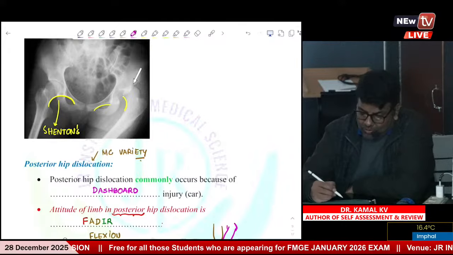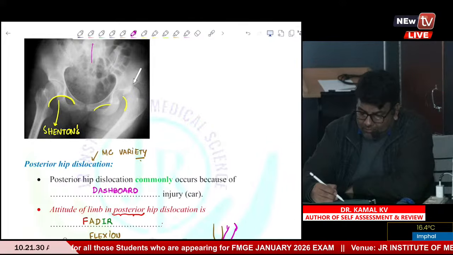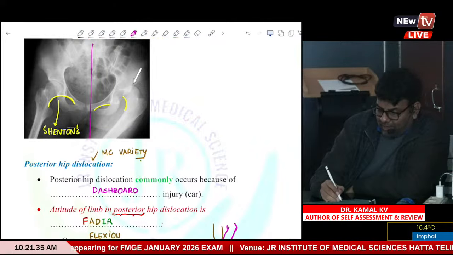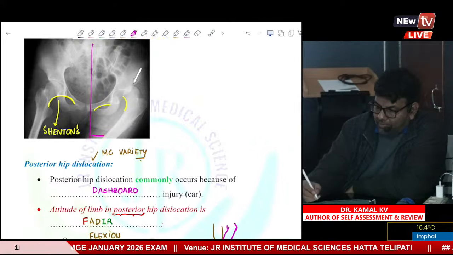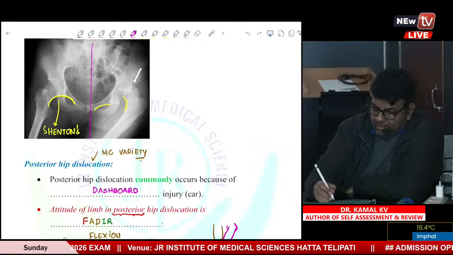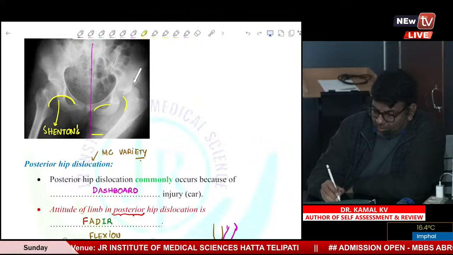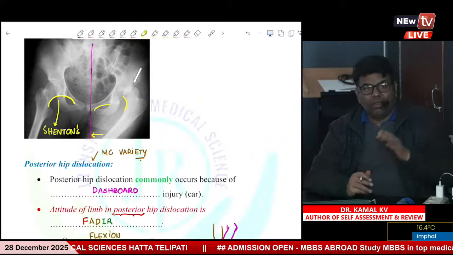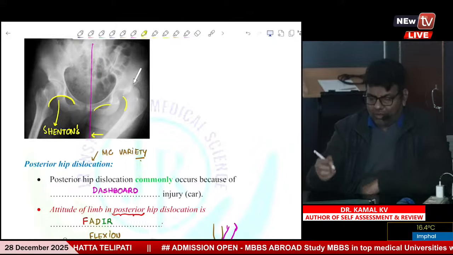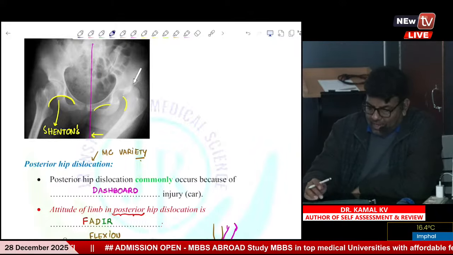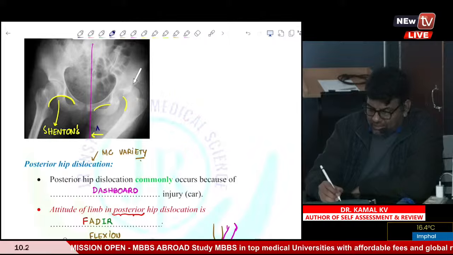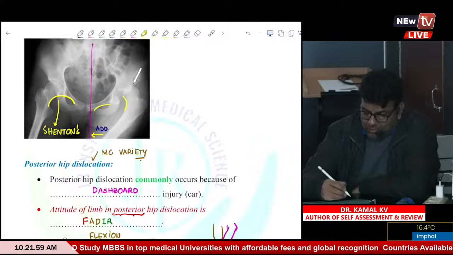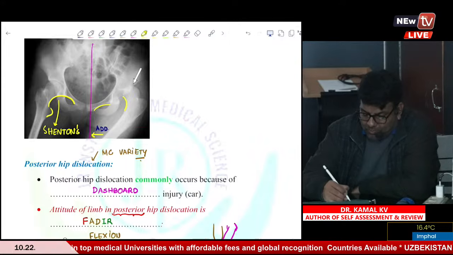Now secondly, what you need to do? You have to draw a line from the midline like this, and see what is happening. What is happening here? The femur or the leg is going towards the midline. So which movement is this? Movement of a limb close to the midline. What do you call that? Adduction. Right? So this is adduction.